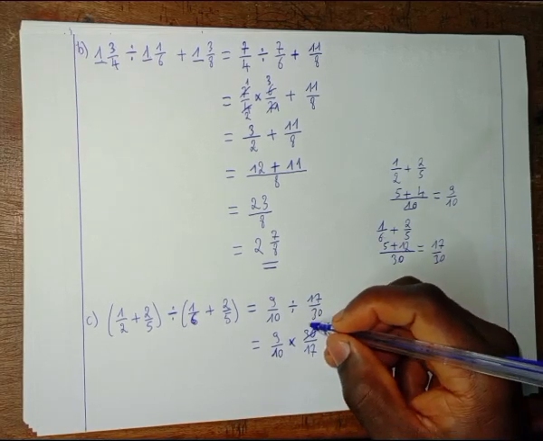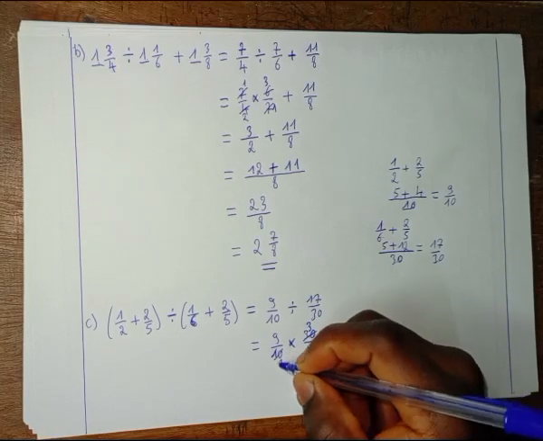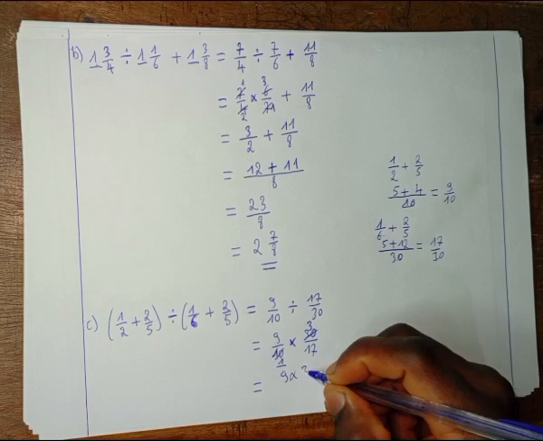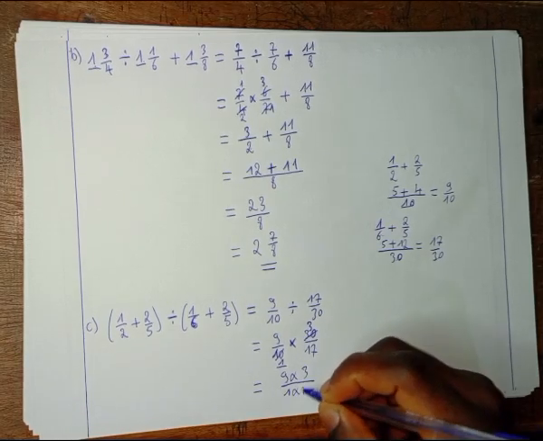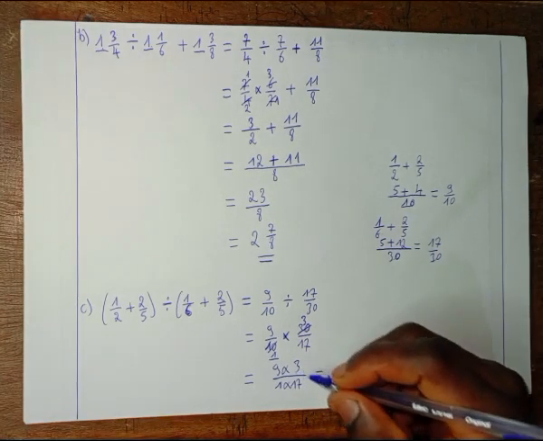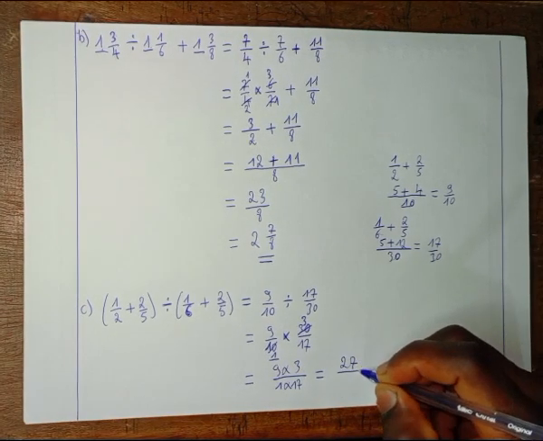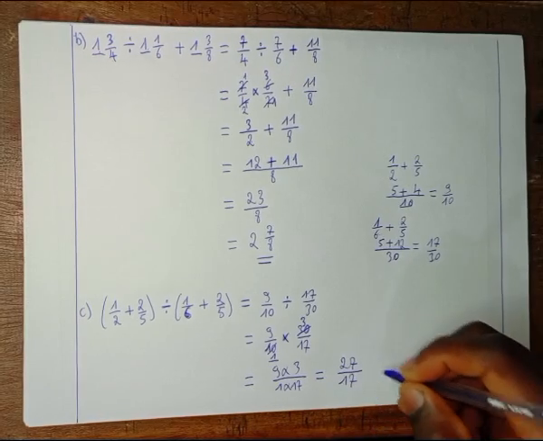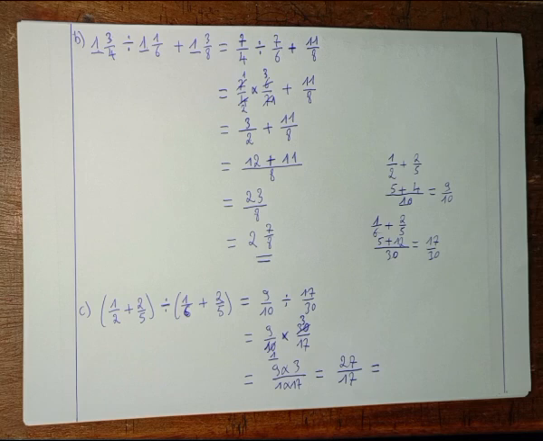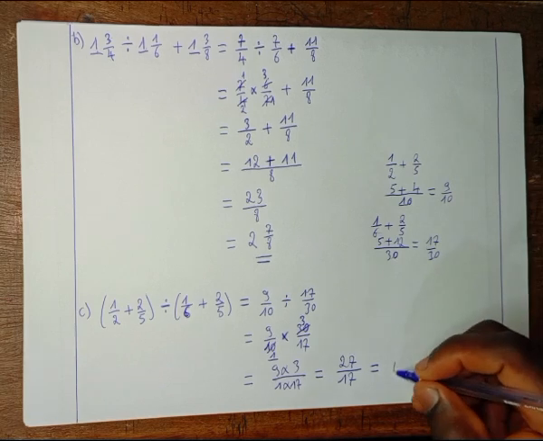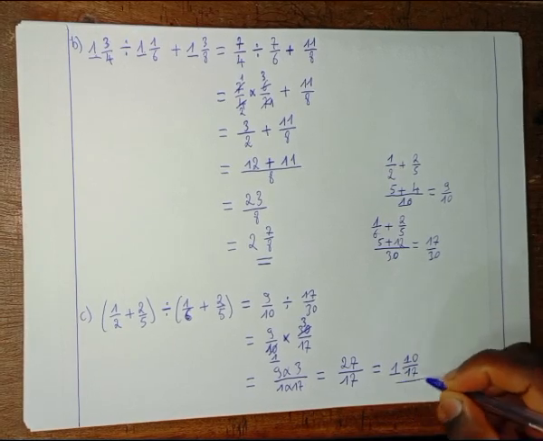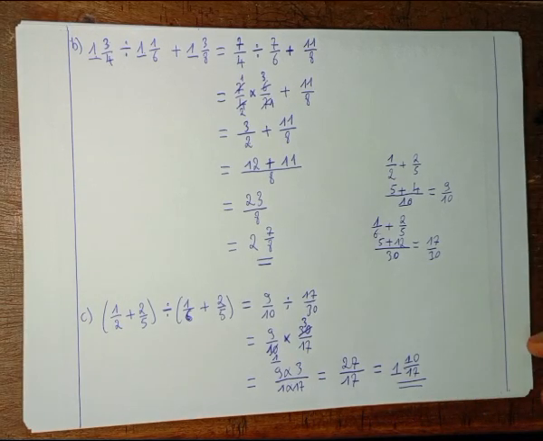You know, 10 will go into 30 3 times. 10 will go into 10 1 time. This will simply give us 9 times 3 all over 1 times 17. This will simply be equal to 9 times 3 gives us 27 all over 1 times 17 gives us 17. We need to change this improper fraction to a mixed fraction. The whole number part will be 1, the remainder 10. This will give us 1 and 10 over 17.